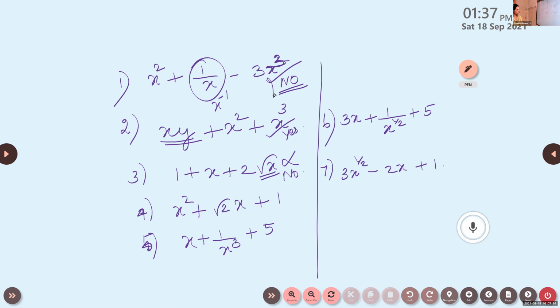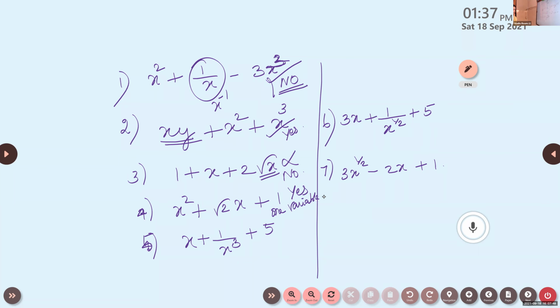What about the fourth one? Badra? Is it a polynomial? Yes, it is a polynomial, but in one variable. Okay, which is the variable here? X. It is a polynomial in one variable.